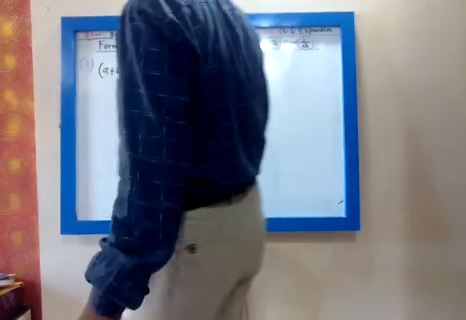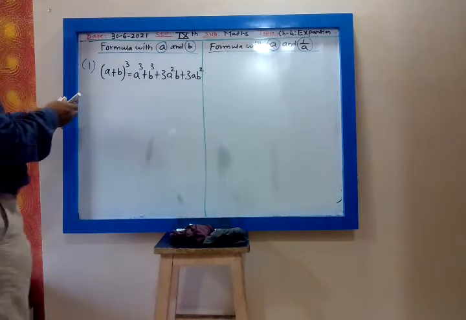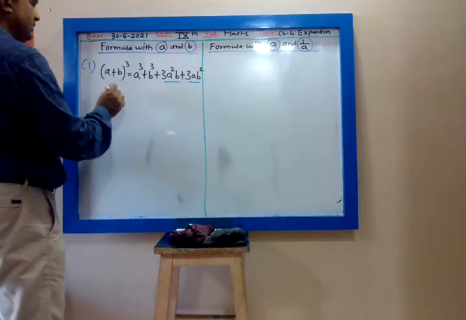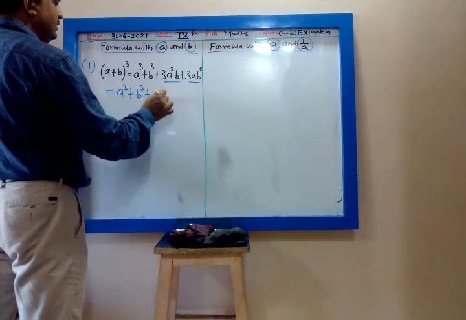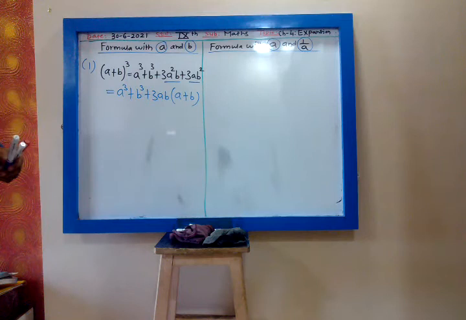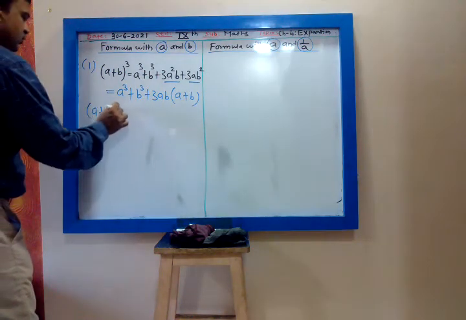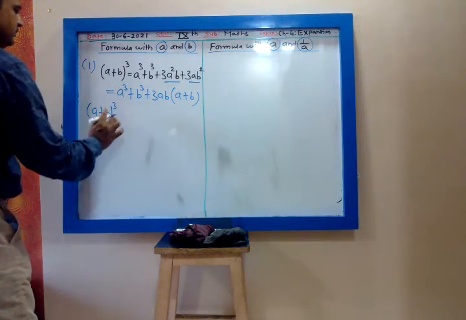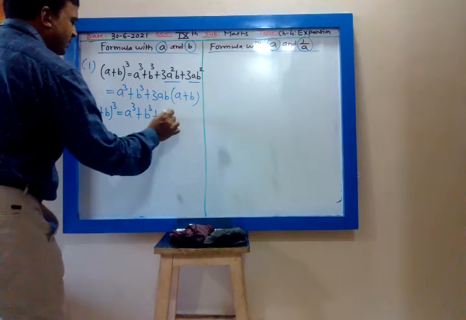Now in the last two terms, the third and fourth, 3ab will be common. So I can write a³ + b³ + 3ab(a + b). Correct? So the final formula for (a + b) whole cube is a³ + b³ + 3ab into bracket (a + b).